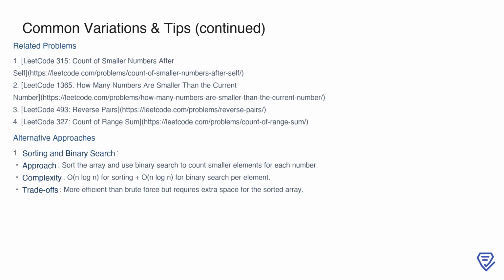One alternative approach to solving this problem is sorting combined with binary search. Here, you sort the array first, and then for each element, use binary search to count how many smaller elements exist. This method has a complexity of O(n log n) for sorting and O(n log n) for the binary search steps. While this is more efficient than brute force, it does require extra space for storing the sorted array. This trade-off makes it a practical choice in many scenarios.